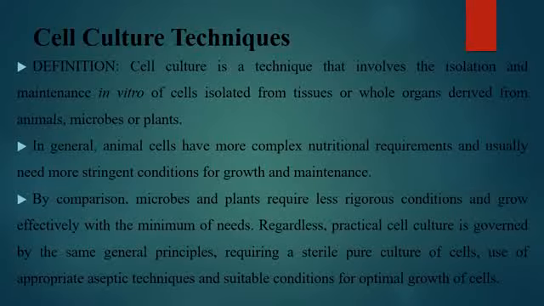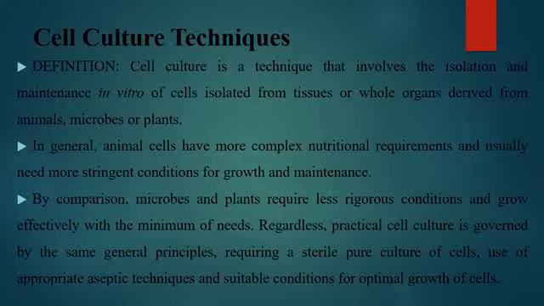Now, cell culture is a technique that involves isolation. So you take out and maintain in vitro cells isolated from tissues or whole organs that are derived from animals, microbes, or plants. So by definition, you first need to isolate your cells and then maintain them in vitro.